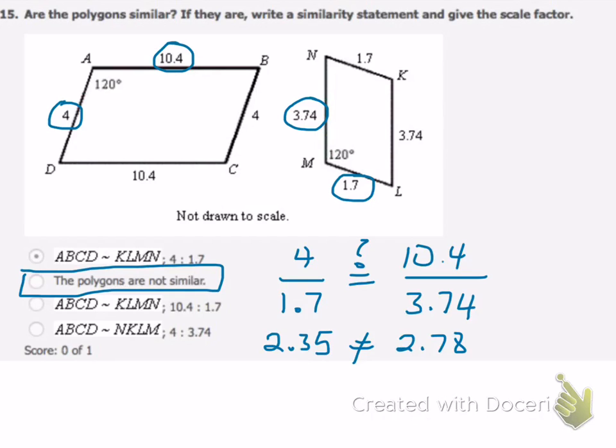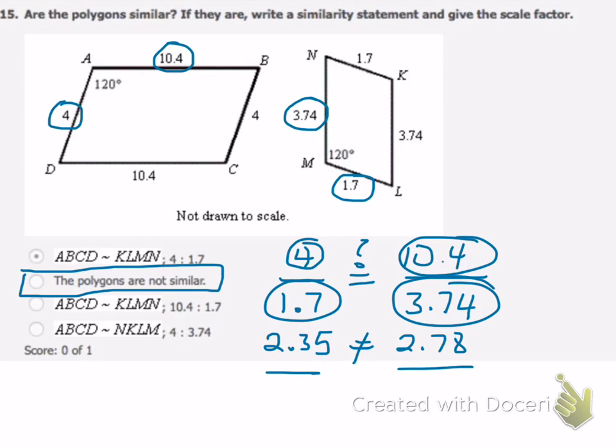Similarity would have to give you two numbers that are the same on both sides. Now, if the two numbers were the same, then the scale factor from the larger polygon to the smaller polygon would be written 10.4 to 3.74, or 4 to 1.7, so that you have similar side to similar side. That would be how you would compare the scale factor of the two things. But since these two polygons are not similar, there is no scale factor that exists between them.